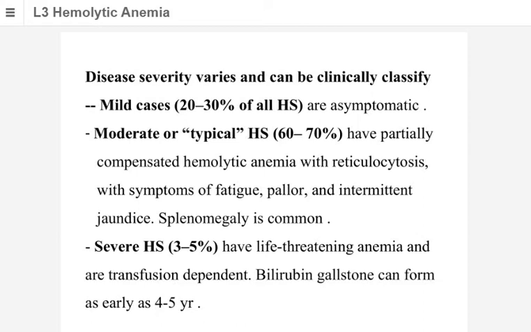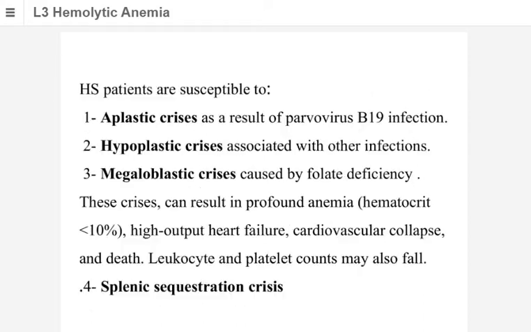Bilirubin gallstones can form as early as 4 to 5 years of age. It means many patients can develop gallbladder stones from early life, at about 4 to 5 years of life.